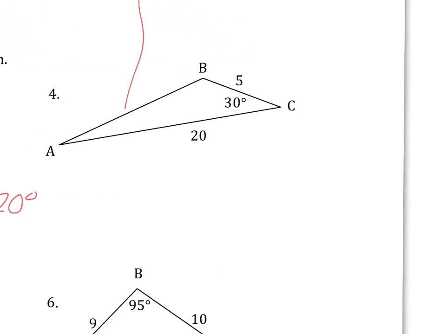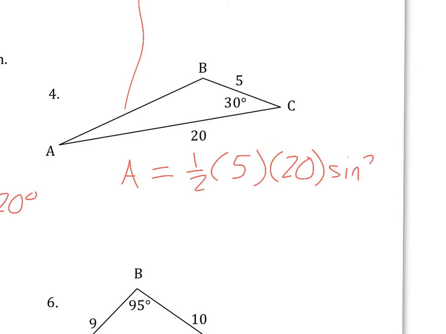Alright, so law of sines is area of a triangle equals 1/2. Multiply two of the sides together, and then the sine of the angle in between the two sides that you used. Okay, we're going to get a nice answer on this one because sine of 30 is just 1/2. So we have 1/2 times 20 is 10, times 5 is 50, and then half of that is 25.